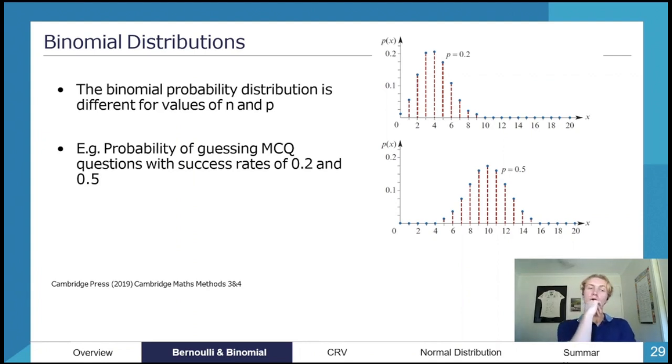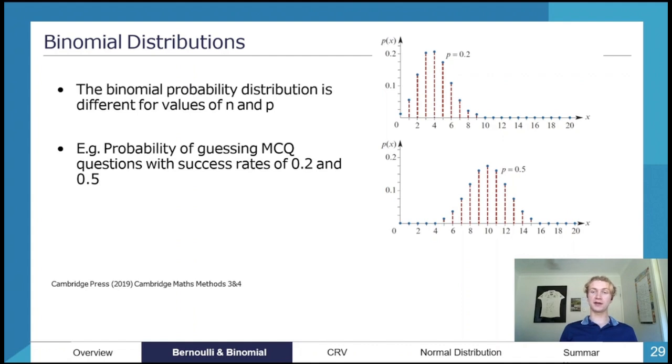So an example here would be the probability of guessing MCQ questions with success rates of 0.2 versus 0.5. So this is like the number of outcomes that we get versus the different probabilities. And the probability of obtaining that number of outcomes successfully guessed is different depending on the probabilities. For example, in the first one, the probability is only 0.2. So if you're guessing those MCQs, you're only getting four or six right, right? Between 2 and 6 really.